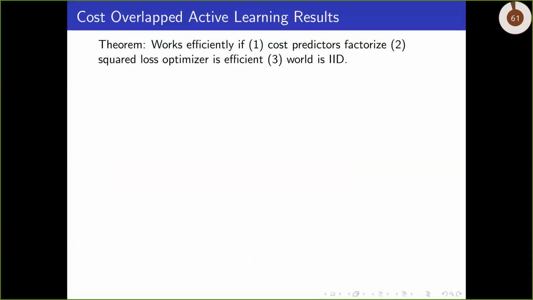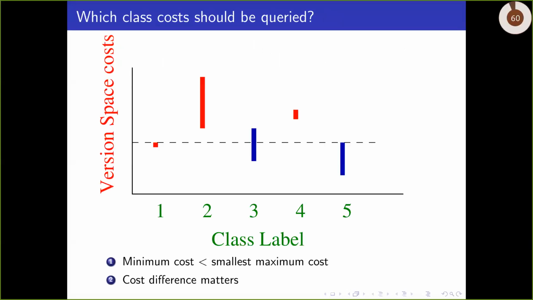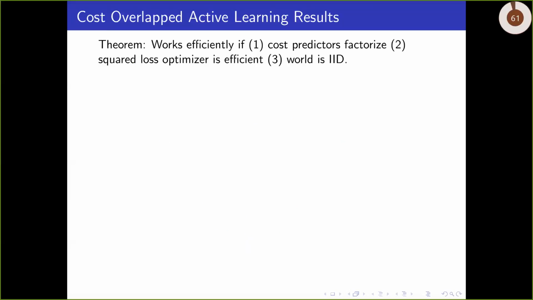Okay, so you can prove this kind of works. There are some constraints, and I want to make sure those are clear. You need your cost predictors to factorize, so that's important. You need to be able to get a different regressor for each cost predictor that may or may not be removable. You need to be able to do squared loss optimization efficiently, which is relatively straightforward. And we're also assuming that the world is IID. So those are the constraints that we're working under.